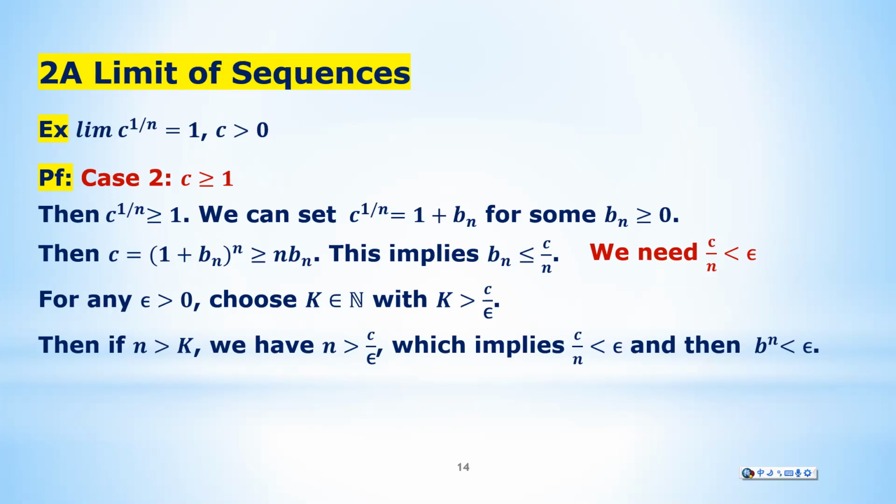And that implies that c over n is less than epsilon, which implies, now again, there's a typo, I will fix it later, that b sub n is less than epsilon. And then c to the 1 over n minus 1, this final expression, is exactly equal to b n, because it's 1 plus b n minus 1. It's exactly b n, and it's less than epsilon. So therefore it is satisfied. That's the proof of case 2.